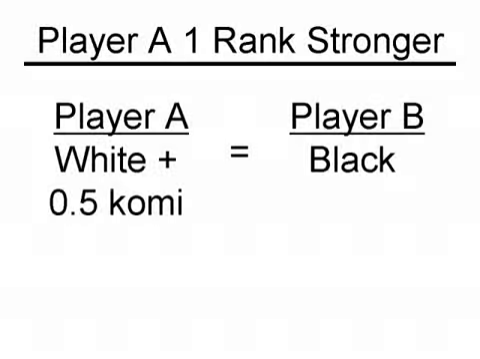If one of the players is 1 rank stronger than the other, then the stronger player will take the white stones, but not take a komi. Or often there's still a half-point komi to prevent ties. This gives black a small head start and makes the game fair again.